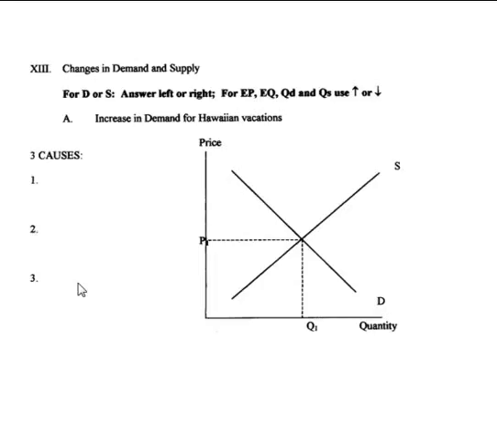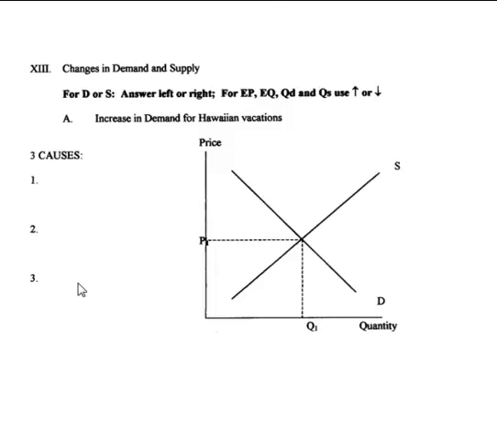Hello, I would like to start with the third in a series of videos about supply and demand analysis. We've discussed demand, we've discussed supply, we've put them together, we've talked about equilibrium, and now we need to get used to some graphical analysis of the entire market. To begin with, here is an example of an increase in demand for Hawaiian vacations.